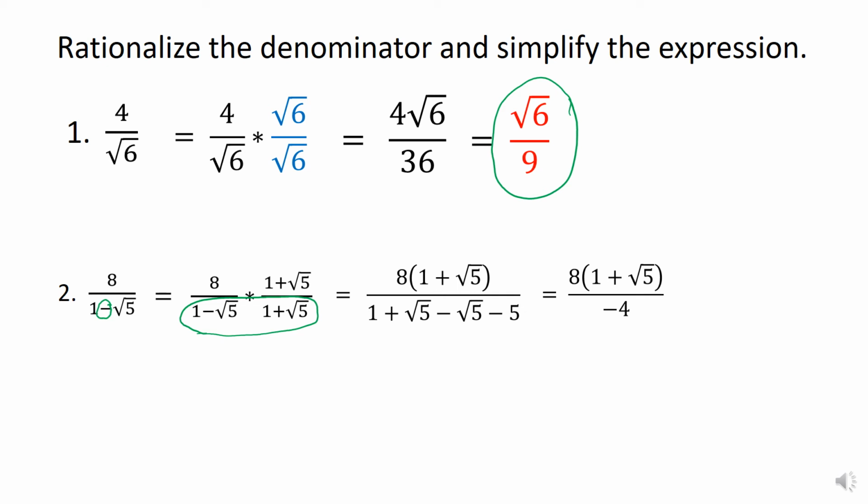So we now have 8 times 1 plus root 5, all divided by negative 4. And 8 over negative 4 is a negative 2. So this gives us negative 2 times 1 plus root 5. And you could distribute that negative 2 if you wanted and get negative 2 minus 2 root 5.